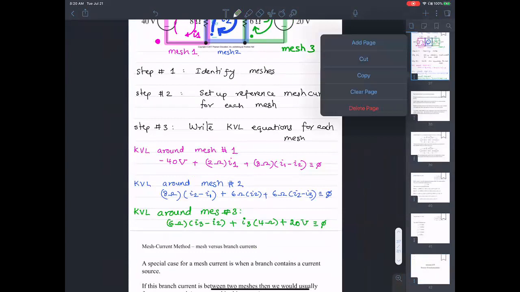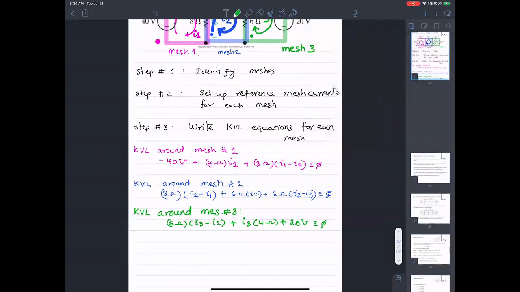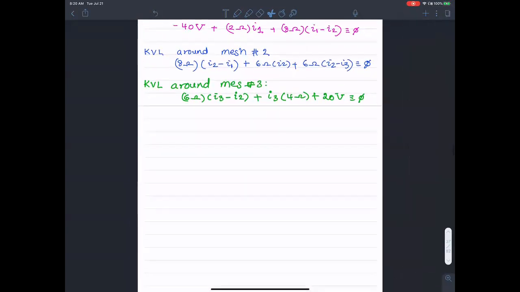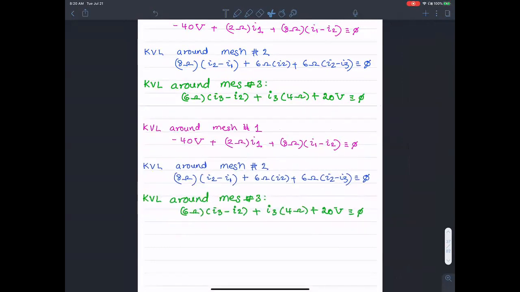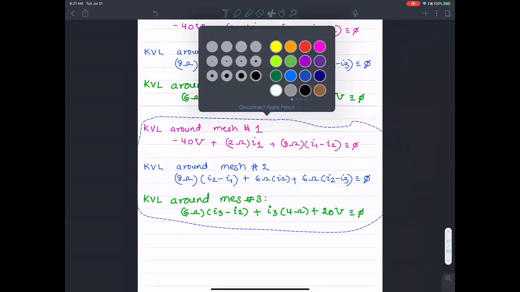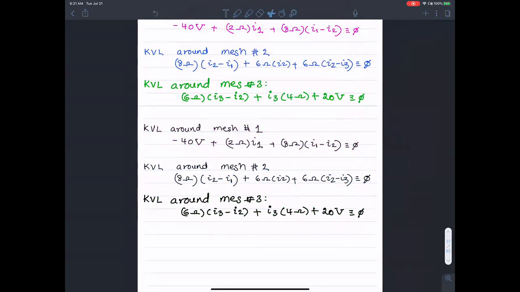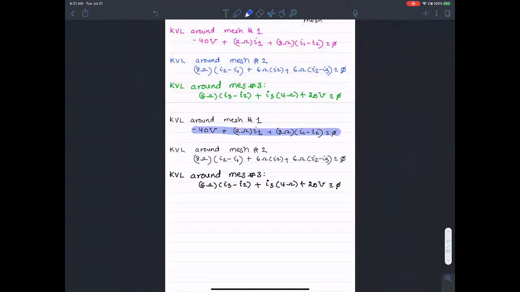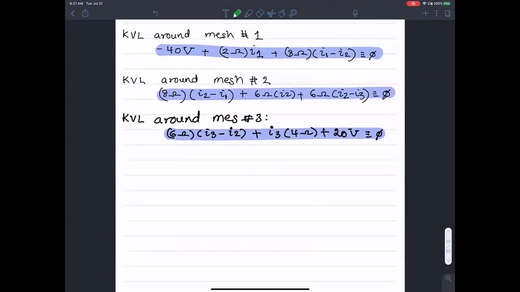So this is how I set up the mesh current method. Let me see if I can copy these again. I set up the mesh current method like so. So I have three equations here. There's one equation right there, another equation, and a third equation. So it's a matter of solving these three equations together. Let's see if I can write these three equations in a format that is convenient for me. Everybody with me so far?